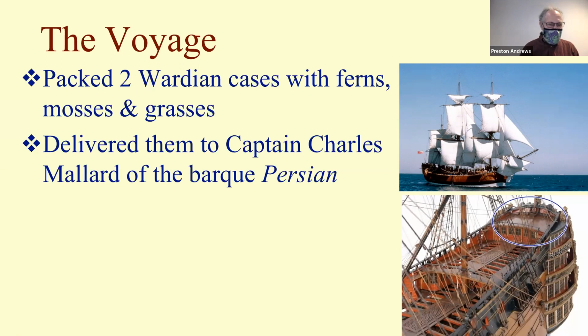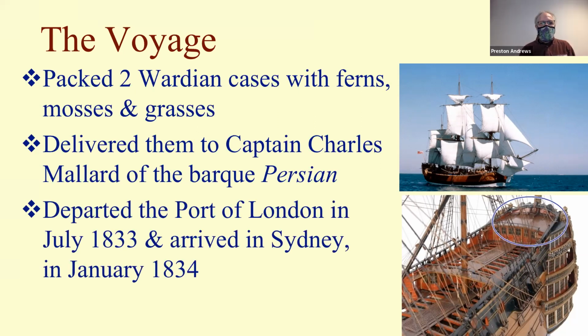So they prepared these 2 Wardian cases and their botanical contents, and they were going to endure 6 months sitting there on the poop deck of these. So they sailed around the Cape of Good Hope and across the Indian Ocean, stopped off in Tasmania, spent a month in Tasmania, went on to Sydney, delivered the plants to the Sydney Botanic Garden, and let's see if I got this right, yeah, 1833 they left London, January of 1834, 6 months later they arrived in Sydney.